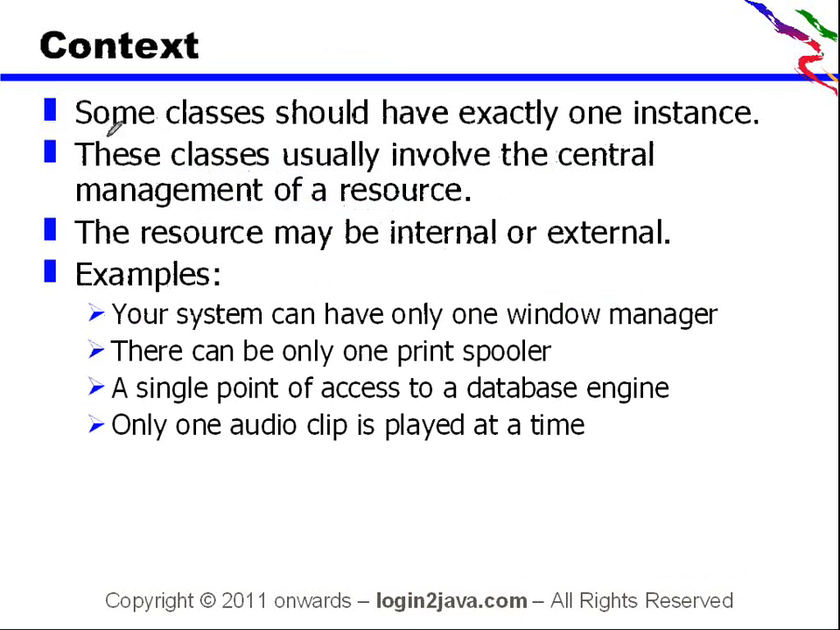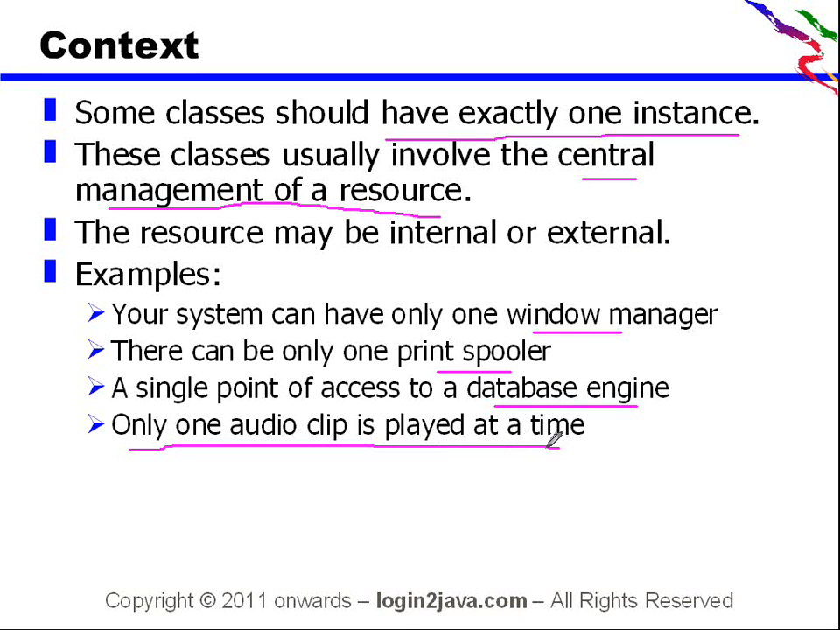So what we can say is some classes should have exactly one instance. These classes usually involve the central management of a resource. The resource may be either internal or external. And as we saw, window manager, print spooler, database engine, only one audio clip is played at a time. In your system, normally when you play an audio clip, only one audio clip is played at a time. If you start a second, it stops the first one and starts the second one.